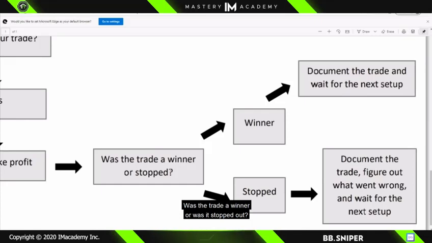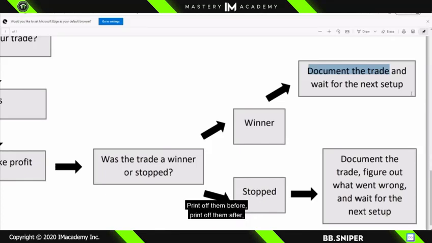Was the trade a winner or was it stopped out? Well, if it was a winner, that's great. Document the trade and wait for the next setup. Now, this part's important. Document the trade. This is why about a year ago, even Zach came on to the session with me, and we talked about some of the office supplies that you should have: printer, paper, and so on. Having a trade binder was one of those suggestions from a year ago, and this is why.